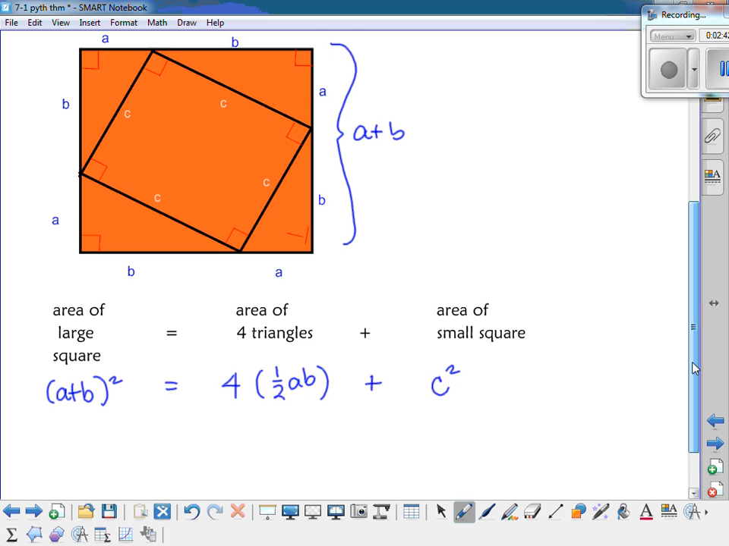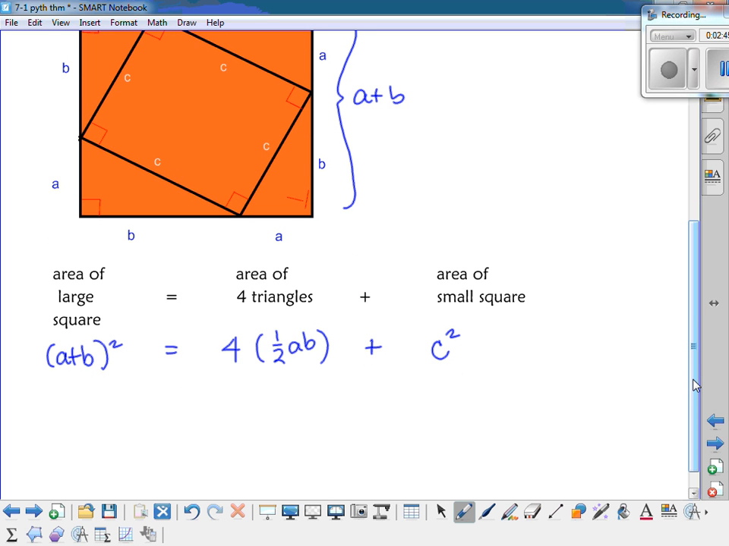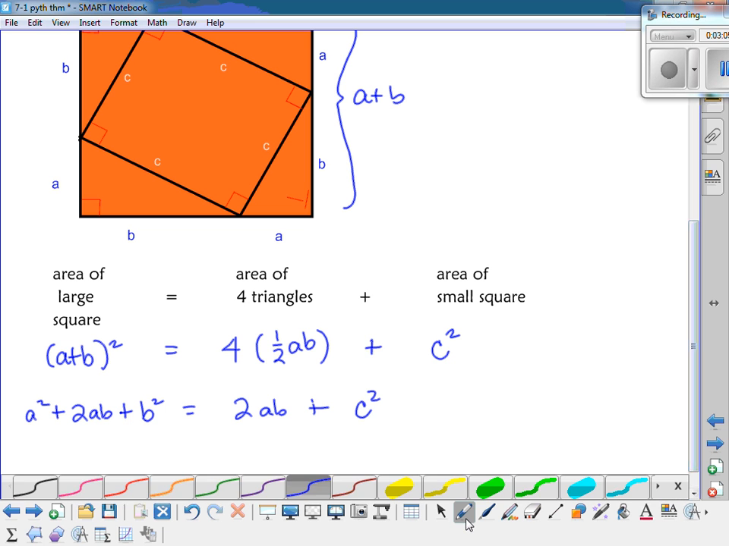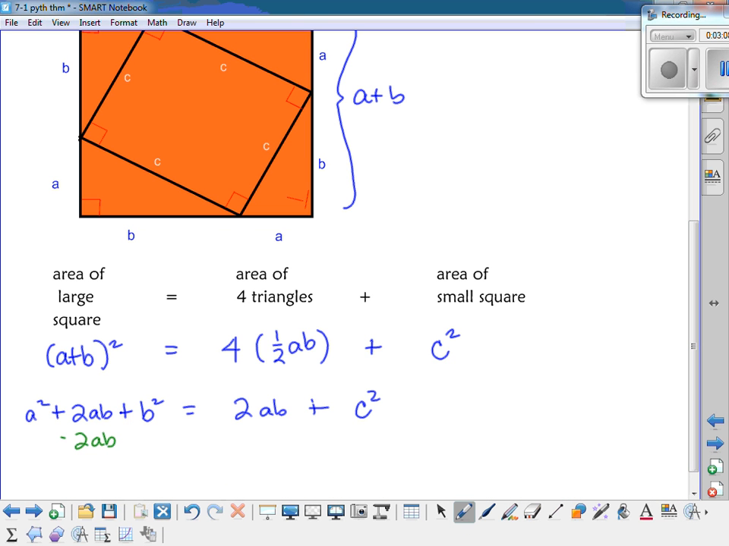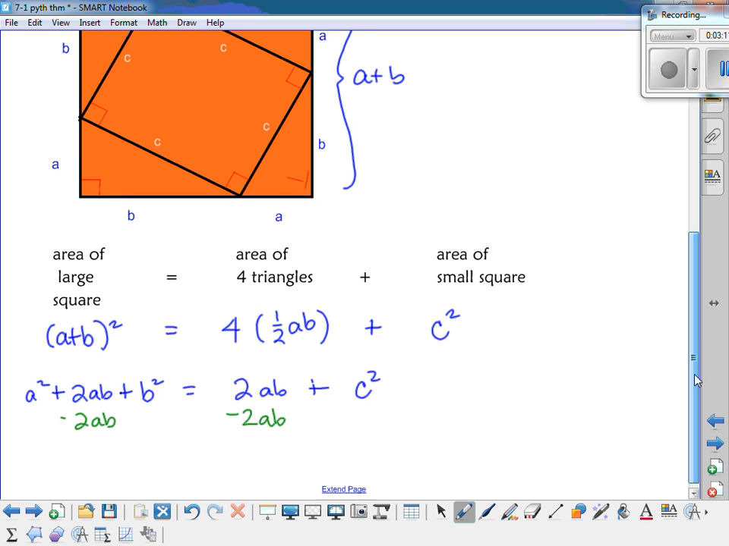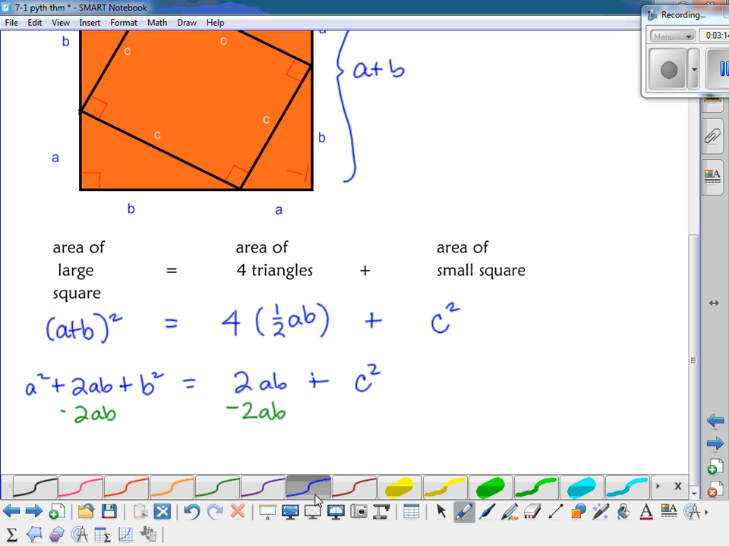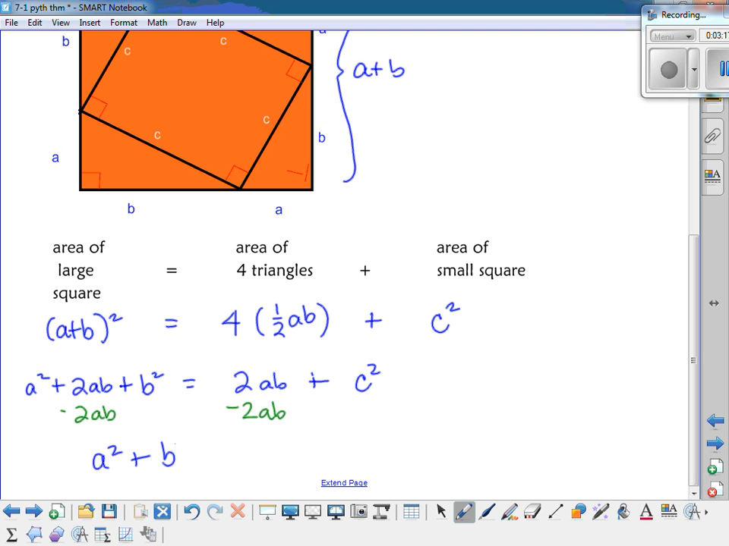Okay. So if I square a plus b, just like we did in our 5-a-days, it's not going to be A squared plus B squared, but it'll be A squared plus 2AB plus B squared. And 4 times 1/2 is 2, so 2AB plus C squared. Then if I subtract 2AB from both sides, I'm left with A squared plus B squared equals C squared. And so that's one of the proofs for the Pythagorean Theorem. Okay?